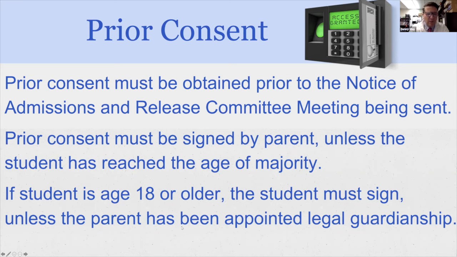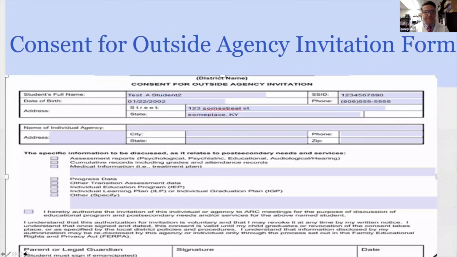So that's very important. That's a little bit of a different thing that's emerged in the last 2 or 3 years, but every time we invite an outside agency, we have to have a new informed consent form for that particular individual agency. And then we have to have the 18-year-old sign as well and inform them of what they're giving the informed consent for. Okay, we can move on. So that's what the outside agency form looks like, and we would have an individual one for each one here. Okay, so we can move on.